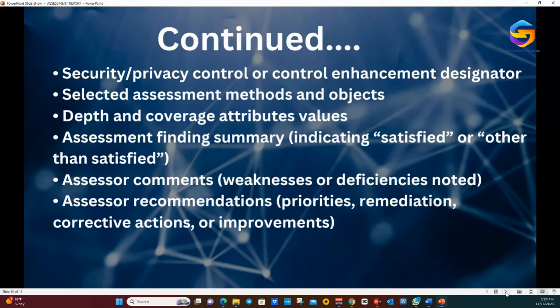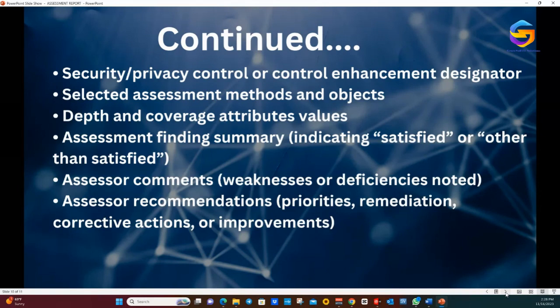Security and privacy control or control enhancement designator, selected assessment methods and objects, depth and coverage attribute values, assessment finding summary indicating satisfied or other than satisfied. So satisfied means it has passed. Other than satisfied means it has failed. Then again, we said that the control assessor must be somebody who is independent and must be technically good. In other words, if the control has failed, it has failed.